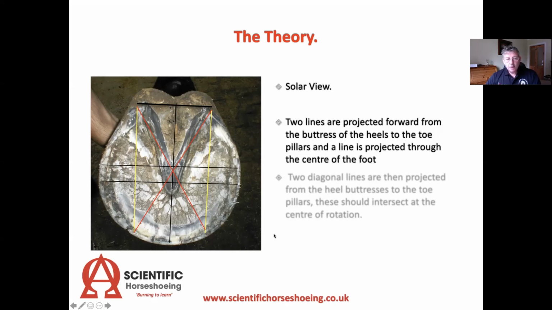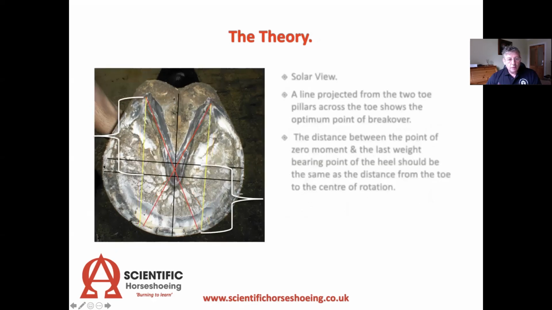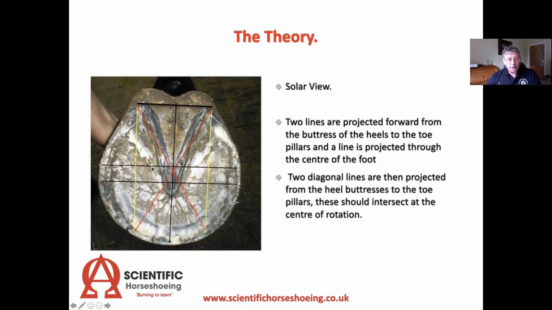So we've projected the line through the foot and we've joined the two pillars up with our heels, that's the yellow lines. Then if we join two diagonal lines that are projected from the heel buttresses to the opposite toe pillars, these should intersect at the center of rotation. So once we've identified the heel buttresses and drawn a line down to link them up with the pillars, if we make two further lines so that they cross, where they meet in the center will be the center of rotation. And that will be roughly in line with the widest part of the foot.